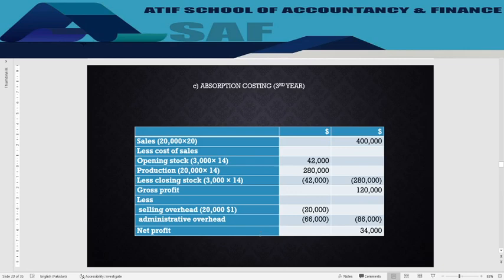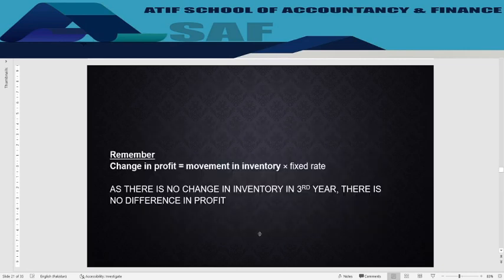So in the third year, after deducting all expenses from the gross profit, we will get the net profit of 34,000. And hence the profit remains the same whether we are using the marginal costing system or the absorption costing system, because there is no change in inventory level. Remember, profit figures remain the same if there is no change in inventory level.